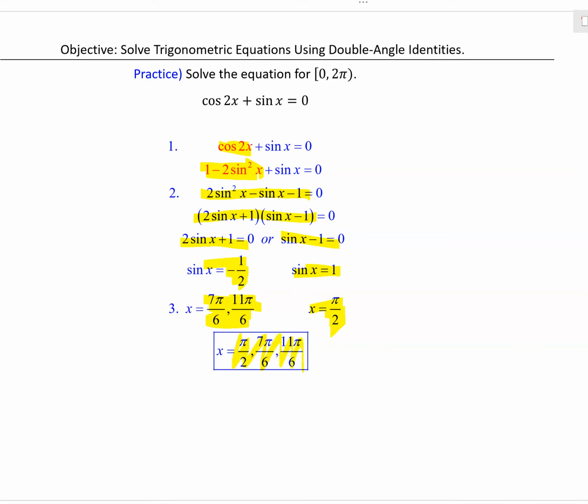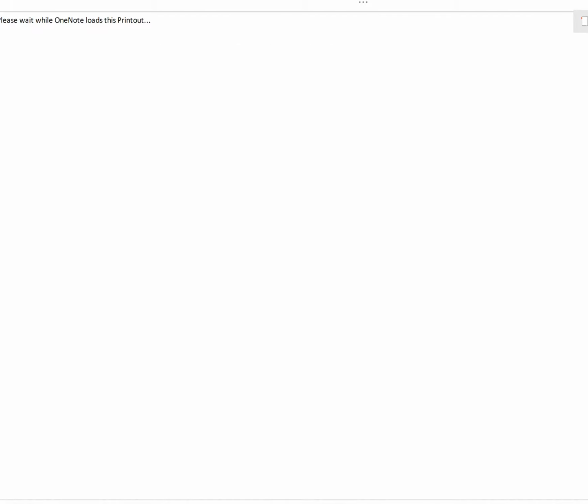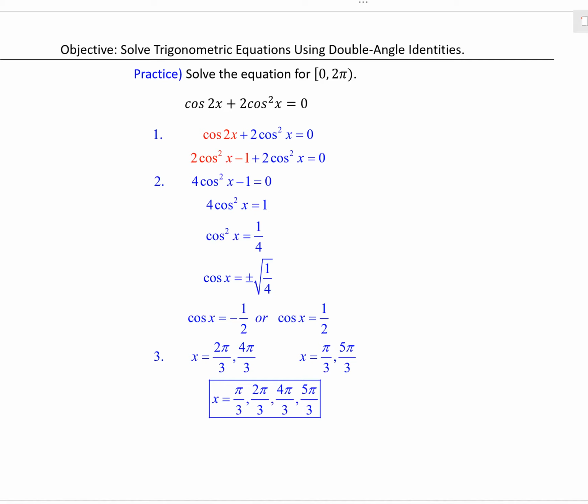All right, let's look at another one. Pause your video here, try this one. All right, let's take a look. So this time we have the cosine of 2x that needs to be replaced. This one replaces it with the cosine squared identity, so 2 cosine squared minus 1. Again, if you ended up with the same result here and used a different substitution, then I'm sure your math is fine.